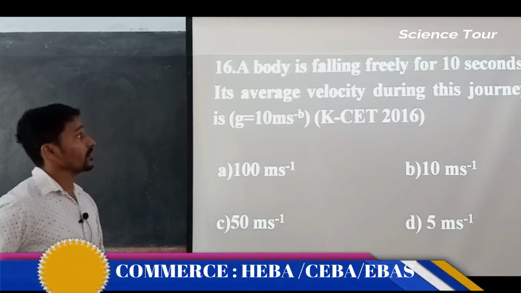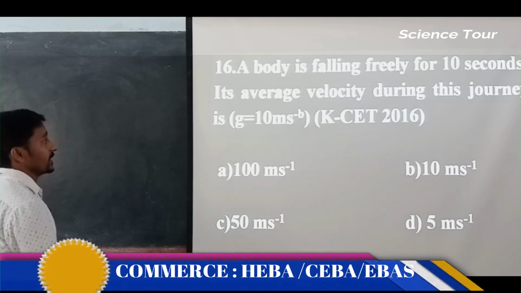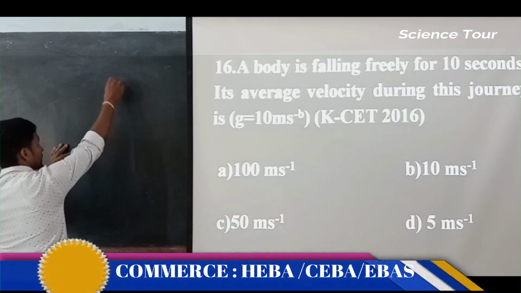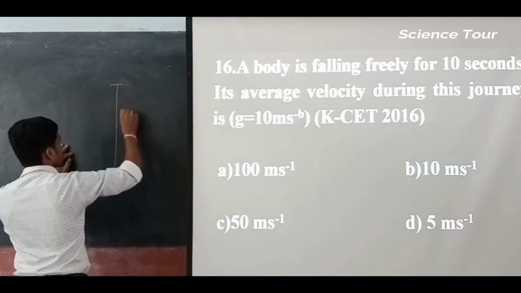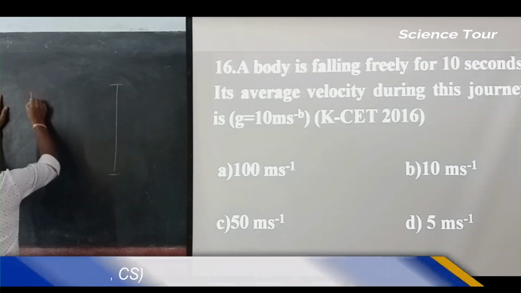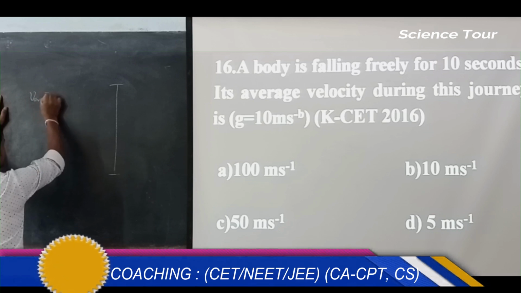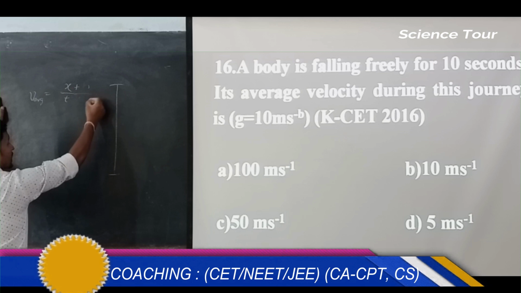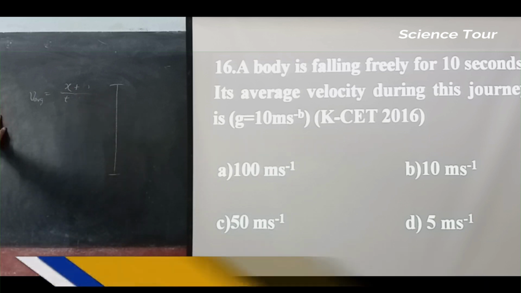A body is falling freely for 10 seconds. Its average velocity during this journey, it is moving for 10 seconds. So what is the formula for average velocity? Average velocity is distance by time, no? x1 plus x2 plus x3 over t1 plus t2 plus t3, like that you are going to get, no?